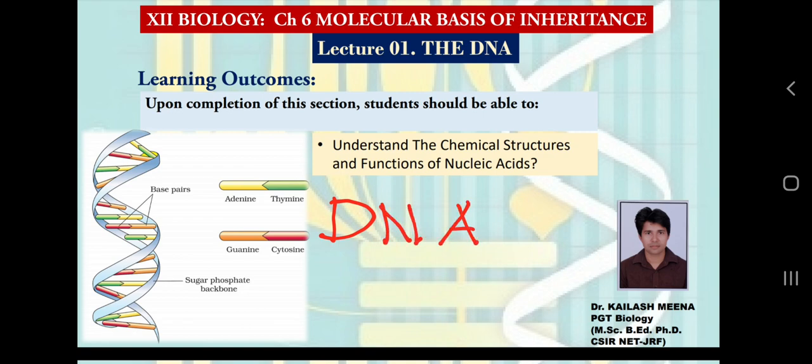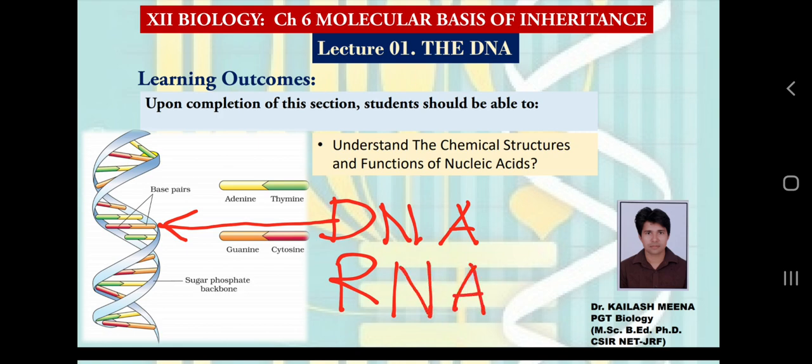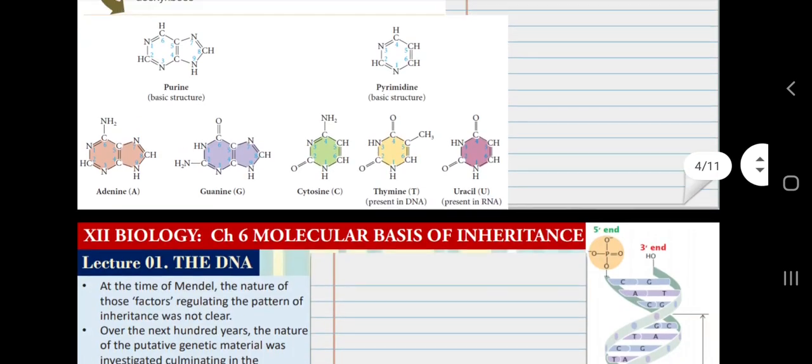DNA, which is deoxyribonucleic acid, which is shown by this diagram also, and RNA, which is ribonucleic acid. So both are nucleic acids, and there is a huge similarity between both of them, but yes, there are also some differences. We will discuss all these similarities and differences, and structure and functions. So let's start our video now.